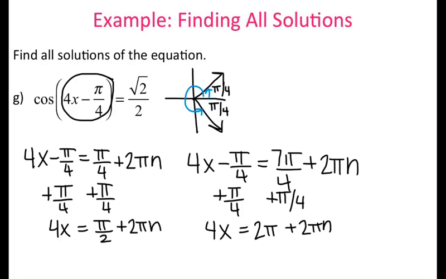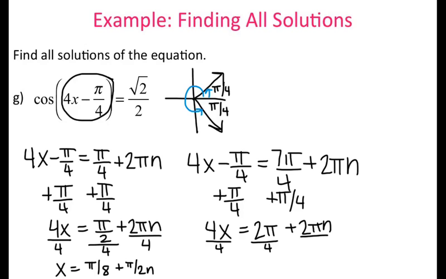Still need to solve for x, so I'm going to divide everything by 4. That gives me x equals pi over 2 divided by 4, which is pi over 8, plus 2 pi over 4, which is pi over 2, n. And that gives me your first set of solutions. And the second one, I'm going to divide everything by 4. So I have x equals 2 pi over 4, which is pi over 2, plus pi over 2 times n.